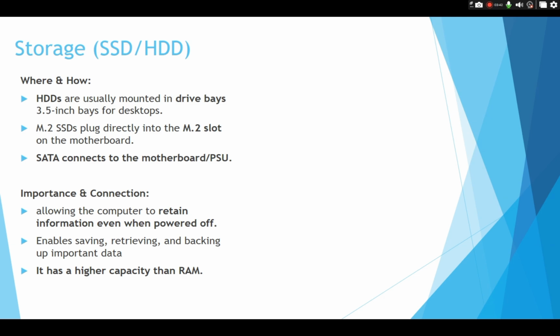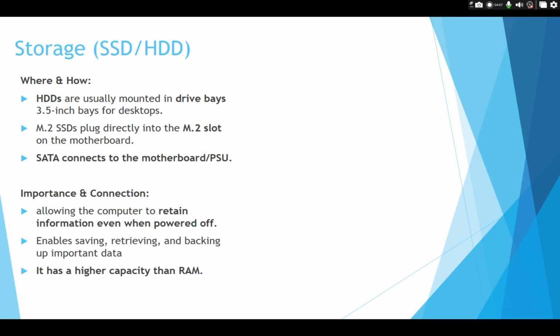Storage, or SSD or HDD. Where and how? HDDs are usually mounted in drive bays, 3.5-inch bays for desktops. M.2 SSDs plug directly into the M.2 slot on the motherboard. SATA connects to the motherboard or PSU.